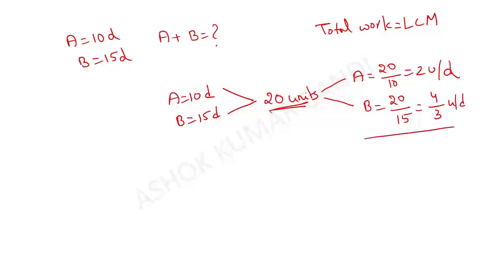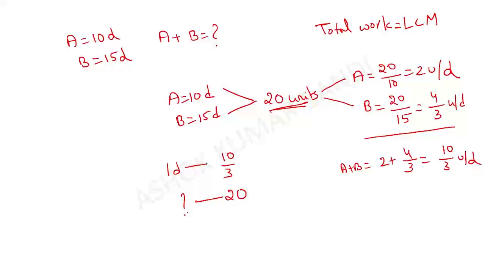If A and B are working together, A completes 2 units and B can complete 4 by 3 units. As a result, 6 plus 4, 10 by 3 units per day they can complete together. That means if they work for one day, they can complete 10 by 3 units. But to complete all the 20 units together, how long are they going to take? They are going to take 6 days. Simply do the cross multiplication like this, and you will get your answer.